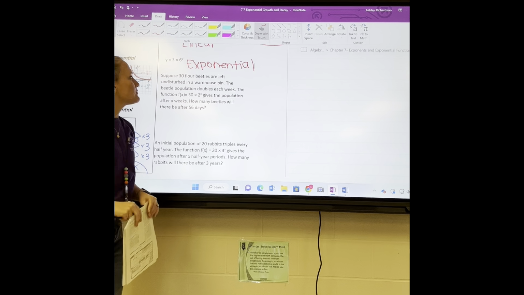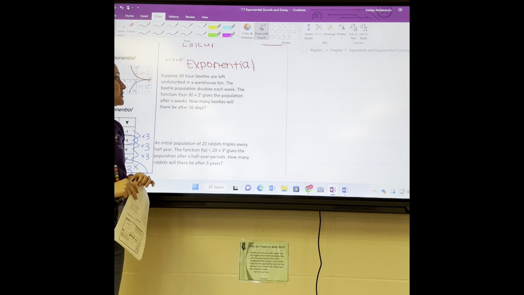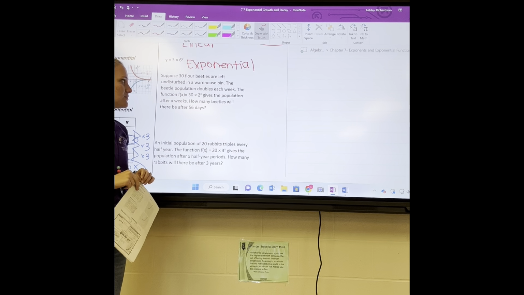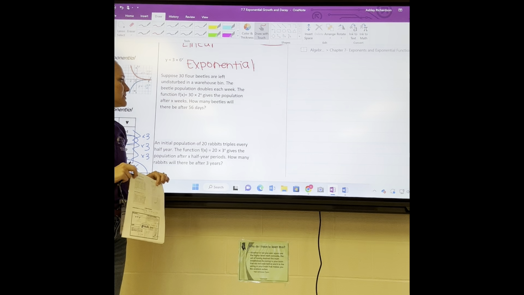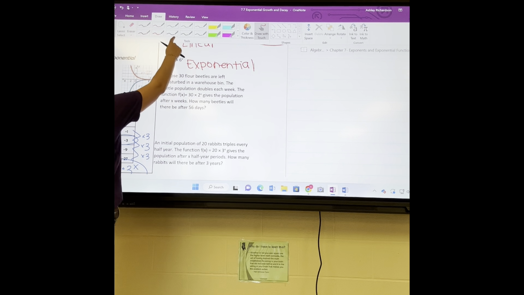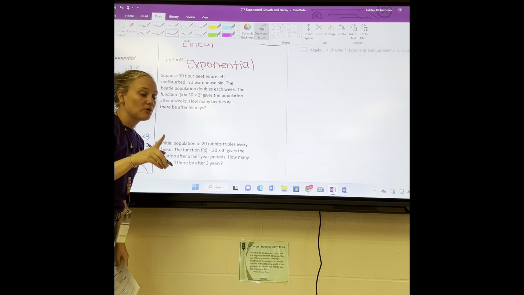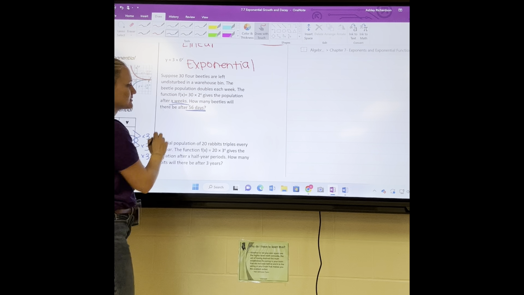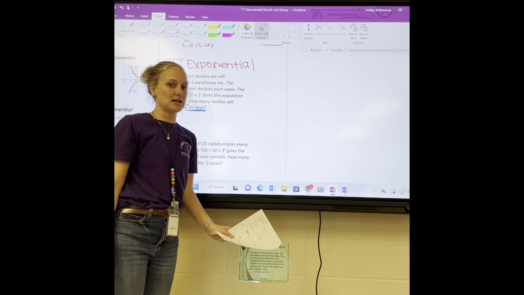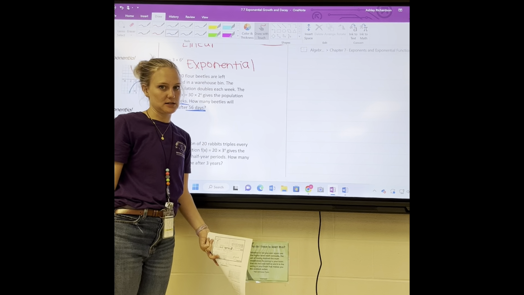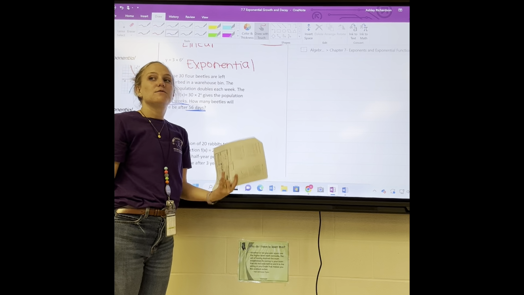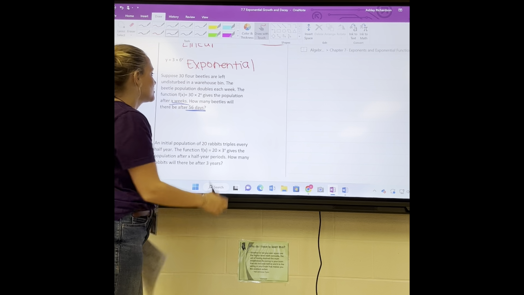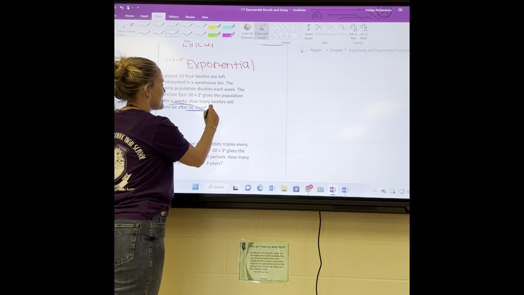This one, suppose 30 flower beetles are left undisturbed in a warehouse bin. The beetle population doubles each week. The function f of x equals 30 times 2 to the x power gives the population after x weeks. How many beetles will there be after 56 days? Okay, first we need to note that this says 56 days, but this is talking about weeks. So I first need to figure out how many weeks are in 56 days. So there's 7 days in a week. 56 divided by 7 is 8. So I'm trying to figure out after 8 weeks.